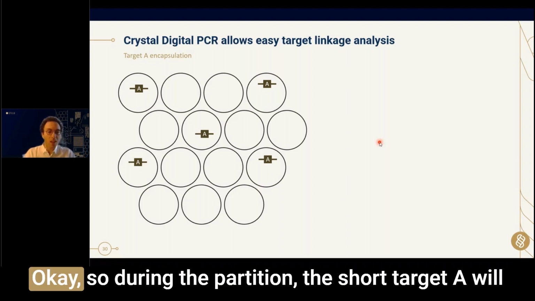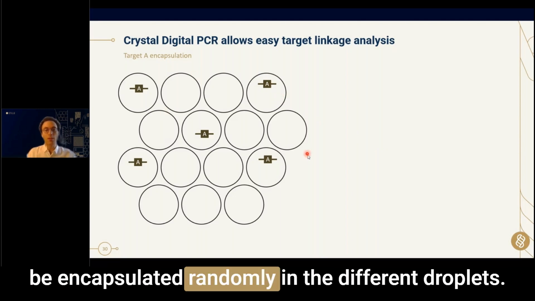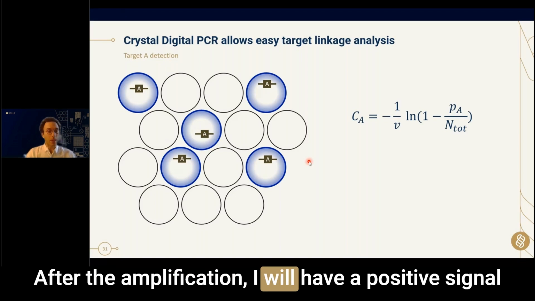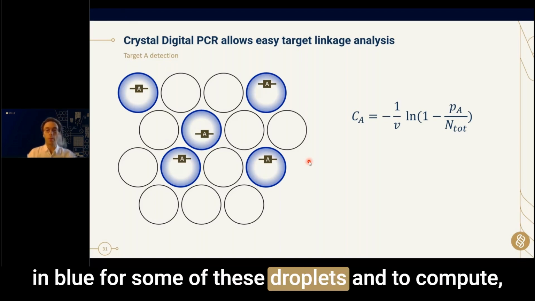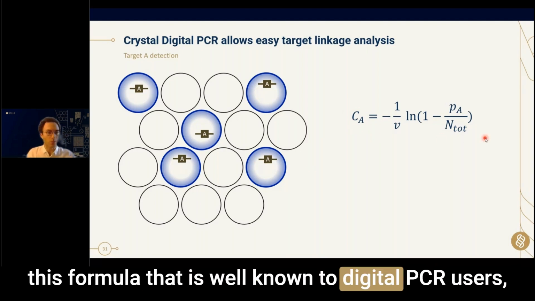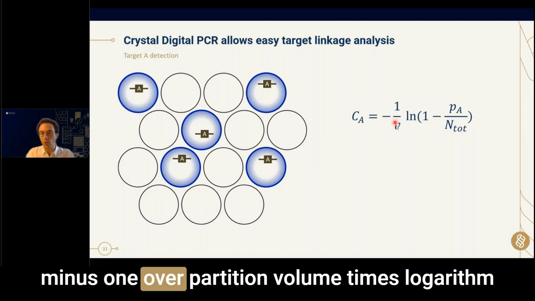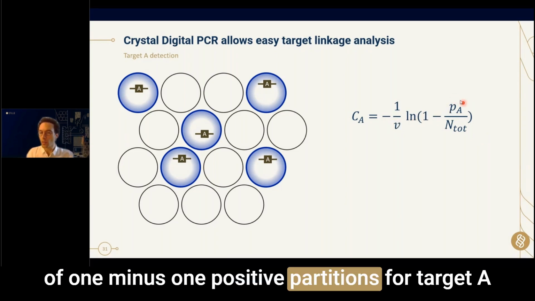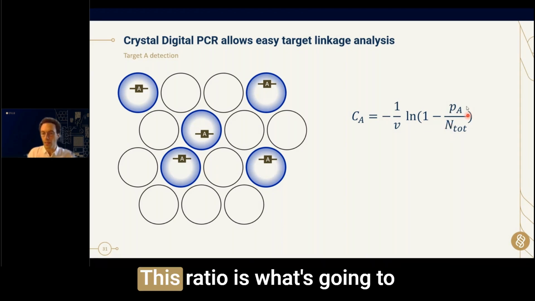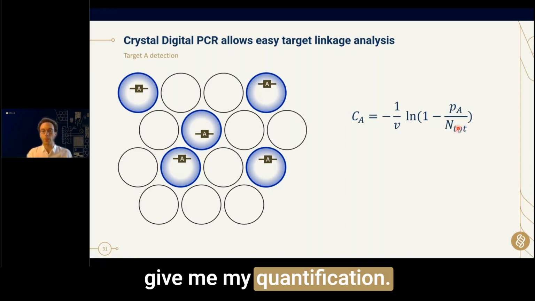Okay, so during the partition, the short target A will be encapsulated randomly in the different droplets. After the amplification, I will have a positive signal in blue for some of these droplets. And to estimate the concentration for target A, I will use this formula that is well known to digital PCR users: minus 1 over partition volume times logarithm of 1 minus positive partitions for target A divided by total number of droplets in the crystal. This ratio is what's going to give me my quantification.